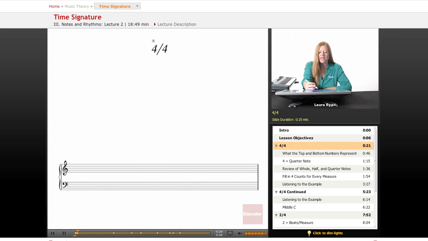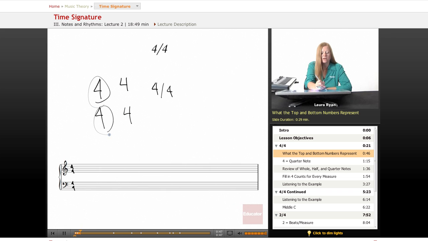You are noticing that we have two numbers. On this slide, they are side to side. However, when we implement them into the staff, they will be vertical. I'll write some big numbers over here, 4, 4. I like to make my 4s like that. Sometimes they will look like this. Okay, so we have two numbers, a top number and a bottom number.